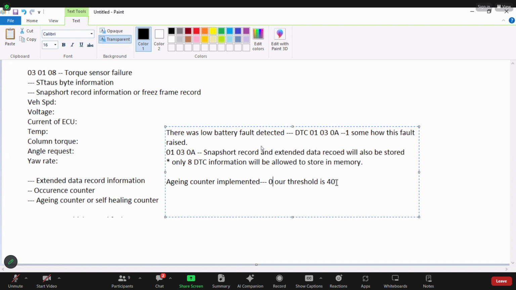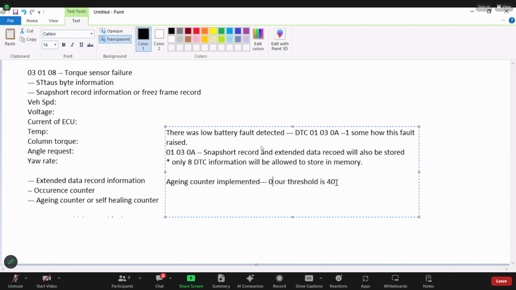Everyone, did you understand my point? Yes, sir. This is a very important point. In the interview, definitely they will ask. If they ask about the 19 service, they will ask about extended data record, occurrence counter, and self-healing aging counter. What do you mean by self-healing counter or aging counter? What do you mean by occurrence counter? This is very important, and they may ask this question.